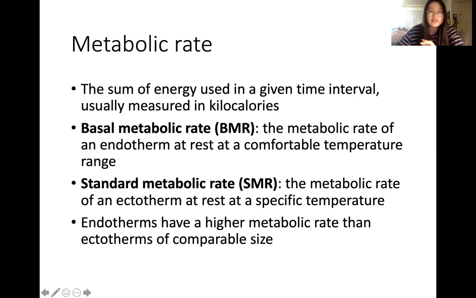Metabolic rate is the sum of energy used in a given time interval, and it's usually measured in kilocalories. Basal metabolic rate, BMR, is the metabolic rate of an endotherm at rest at a comfortable temperature range. Standard metabolic rate, SMR, is the metabolic rate of an ectotherm at rest at a specific temperature. And endotherms have a higher metabolic rate than ectotherms of comparable size.